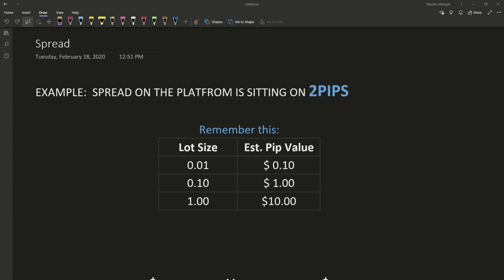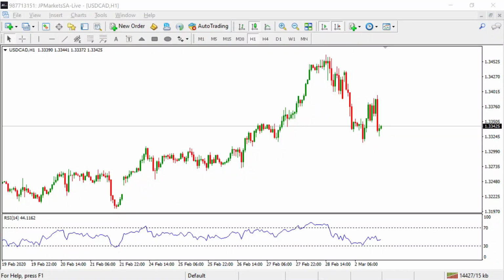Spread. In this topic, we're going to understand how brokers actually survive and how the business actually works. So first we have to understand, where do we find the spread?